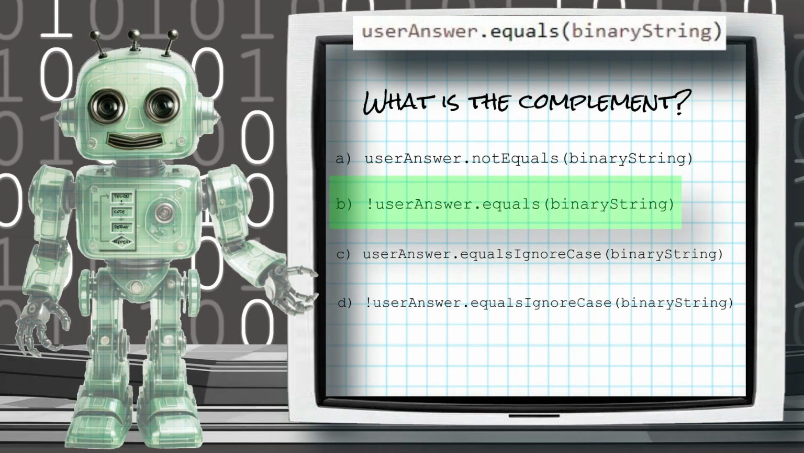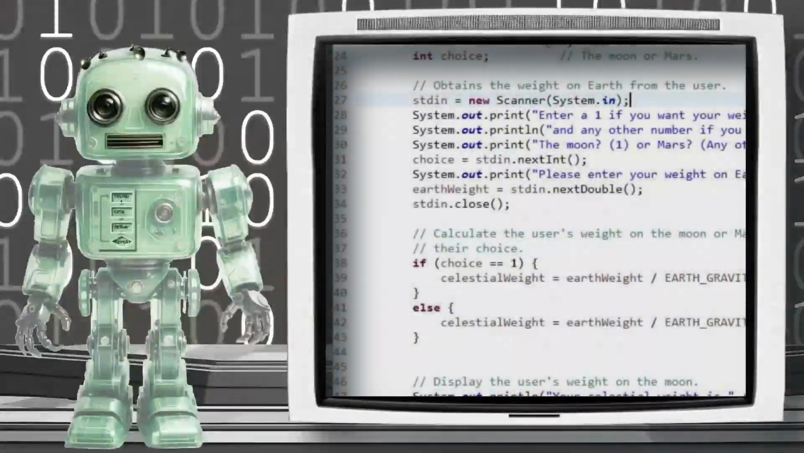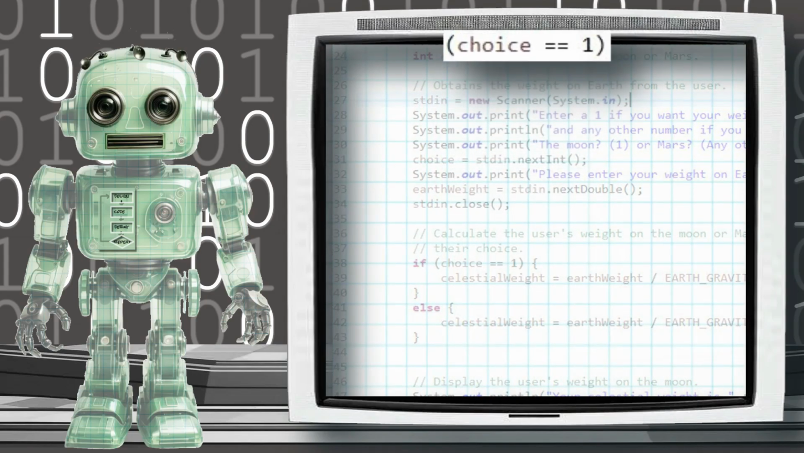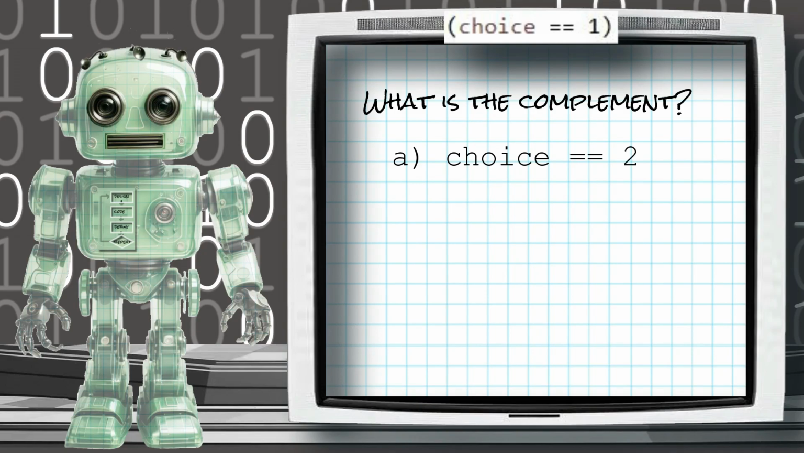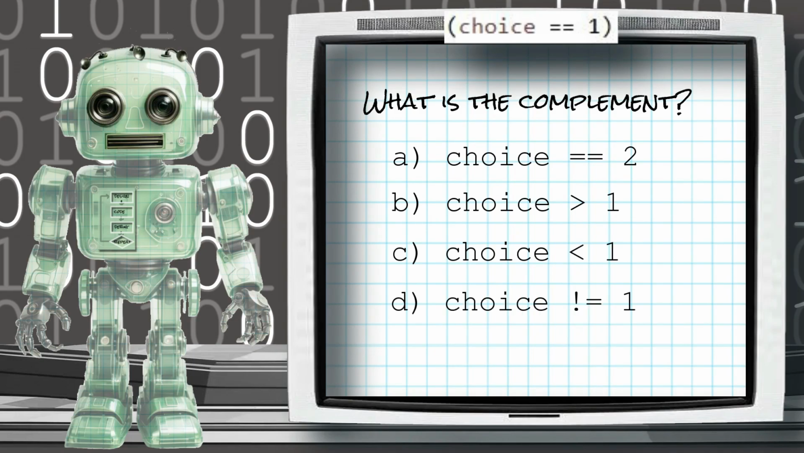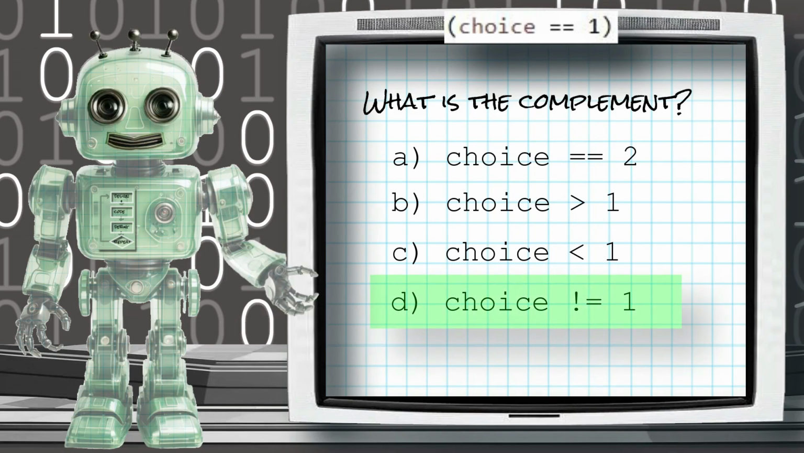There is no string method called notEquals, and equalsIgnoreCase is not the opposite to or the same as equals. Moving on to moonweightcalculatorchoice.java for 5 points. We have the expression if choice equals 1. Is the complement of that expression A, choice equals 2, B, choice greater than 1, C, choice less than 1, or D, choice not equal to 1? Have you got it? The answer is D, choice not equal to 1.